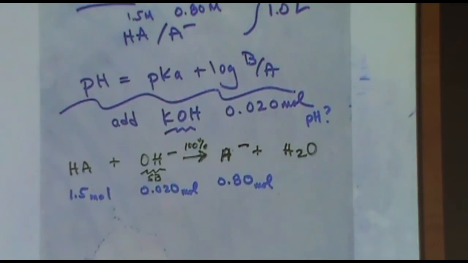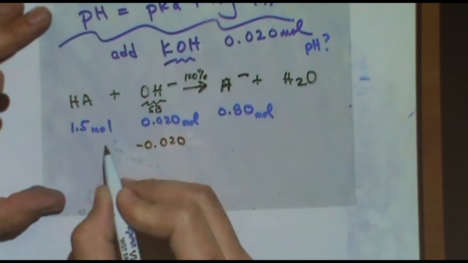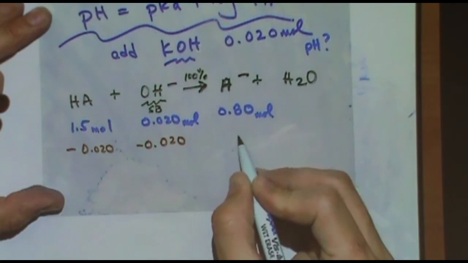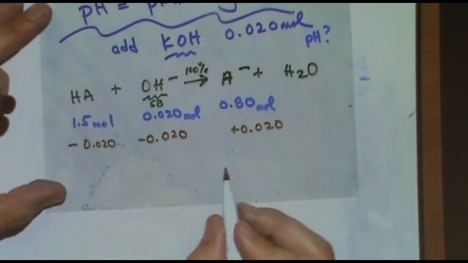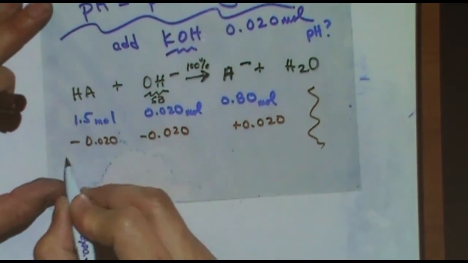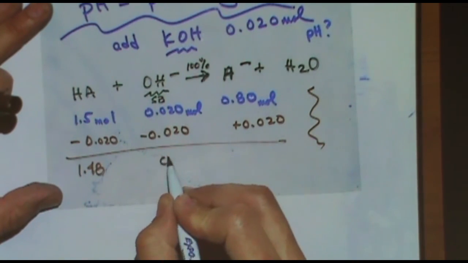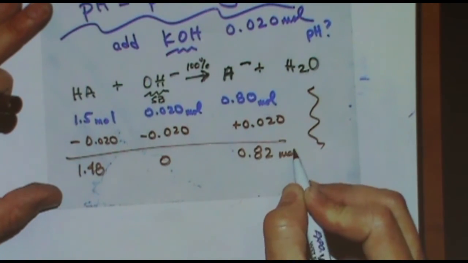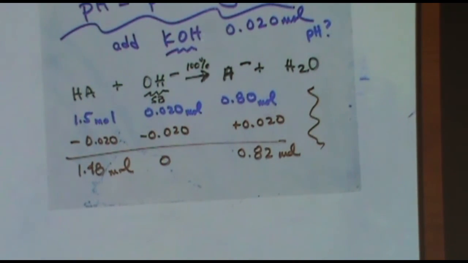Okay. So what I'm going to have to do is find the limiting reactant. That's the smallest number. I'm going to subtract that off on the side it's reacting away from, 0.020. I'm going to add it to the side it's going to. So I'm following the 100% arrow. I ignore water because it's a liquid. I add these up. Oh gosh, 1.48 moles, 0.82 moles. Okay, that's stoichiometry. Okay, I figured out how it's going to react.